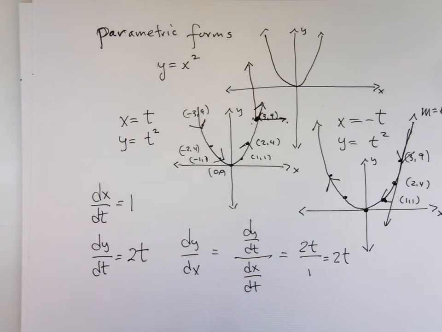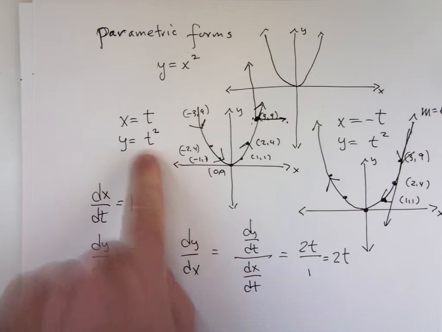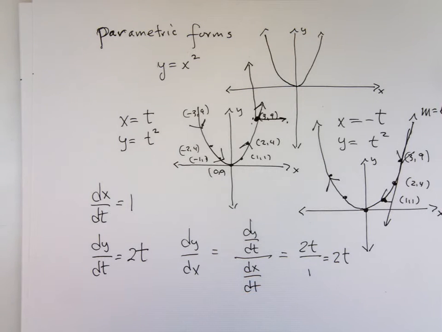Okay, so one way to find the derivative, dy/dx, is to use the chain rule. A second way to find that derivative, dy/dx, is to go back here and eliminate the parameter to get y in terms of x directly, so you can find the derivative, dy/dx.